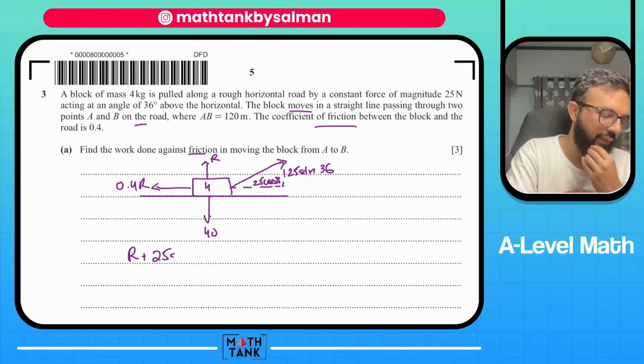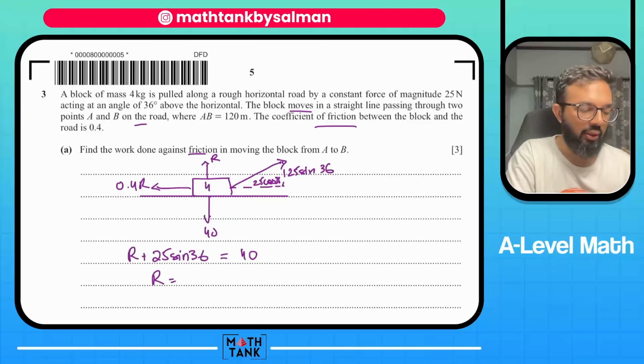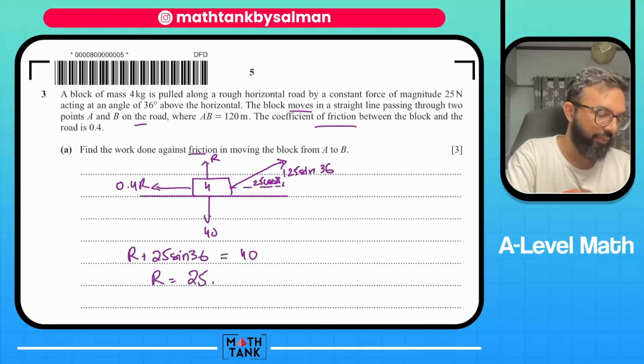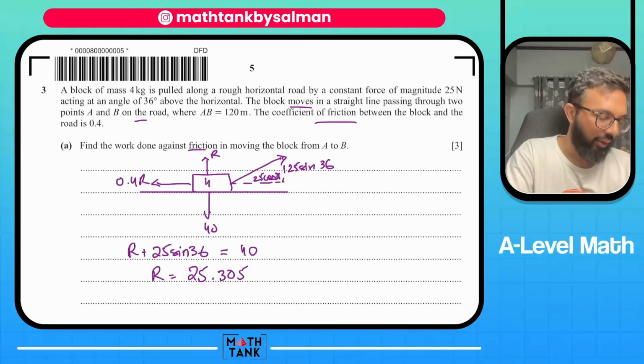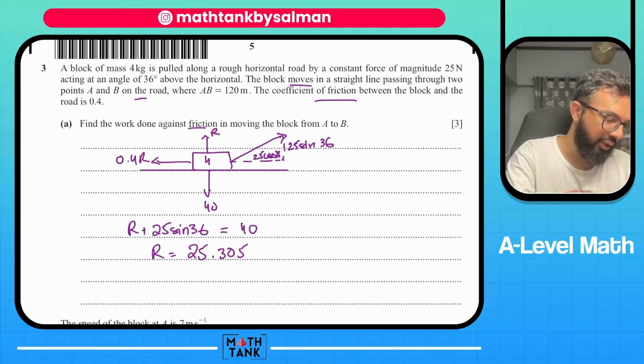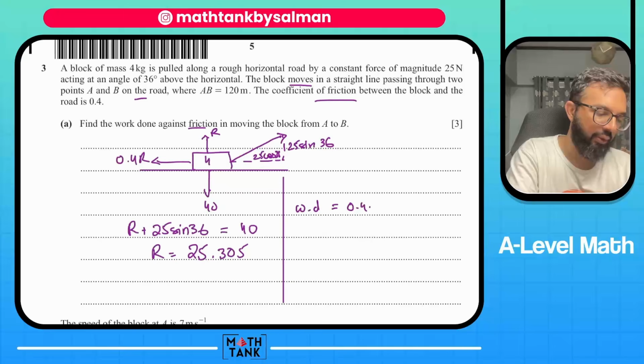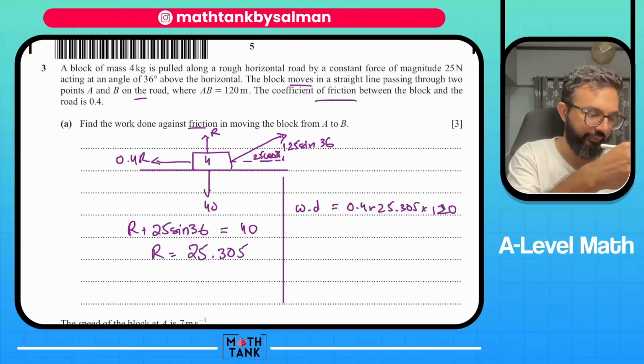So R plus 25 sine 36. Up forces equals to down forces. So R is 40 minus 25 sine 36. Okay, up equals to down, 25.305. So 25.305, that's R. So I can say that work done against the friction is basically 0.4 into 25.305 into 120, because that's the distance moved.